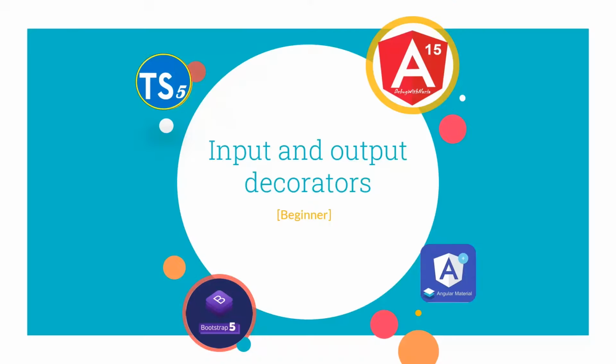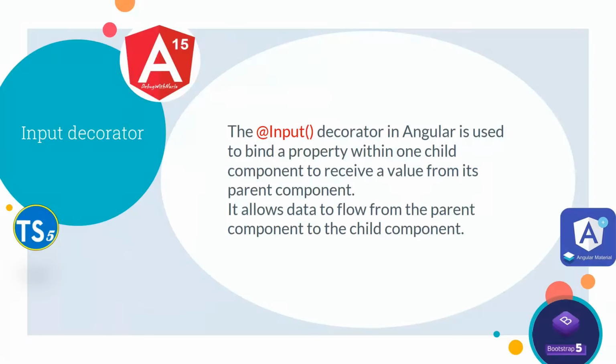In today's lecture, we will talk about input and output decorators. First, let's talk about input decorators. The input decorator in Angular is used to bind a property within a child component to receive a value from its parent component. It allows data to flow from the parent component to the child component.